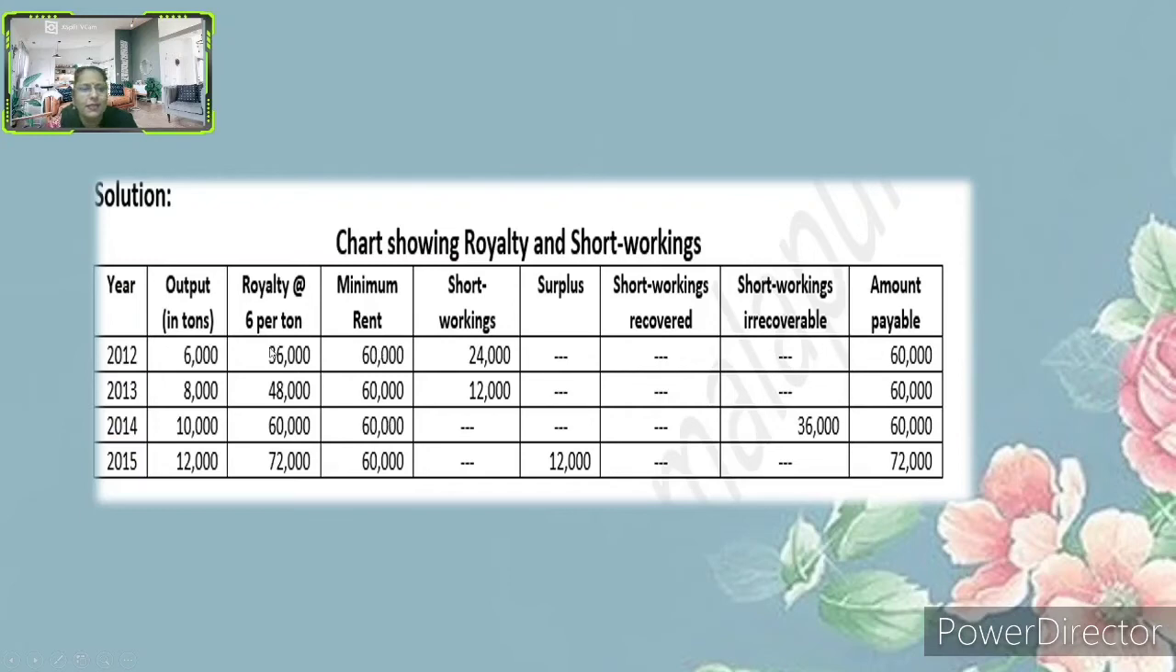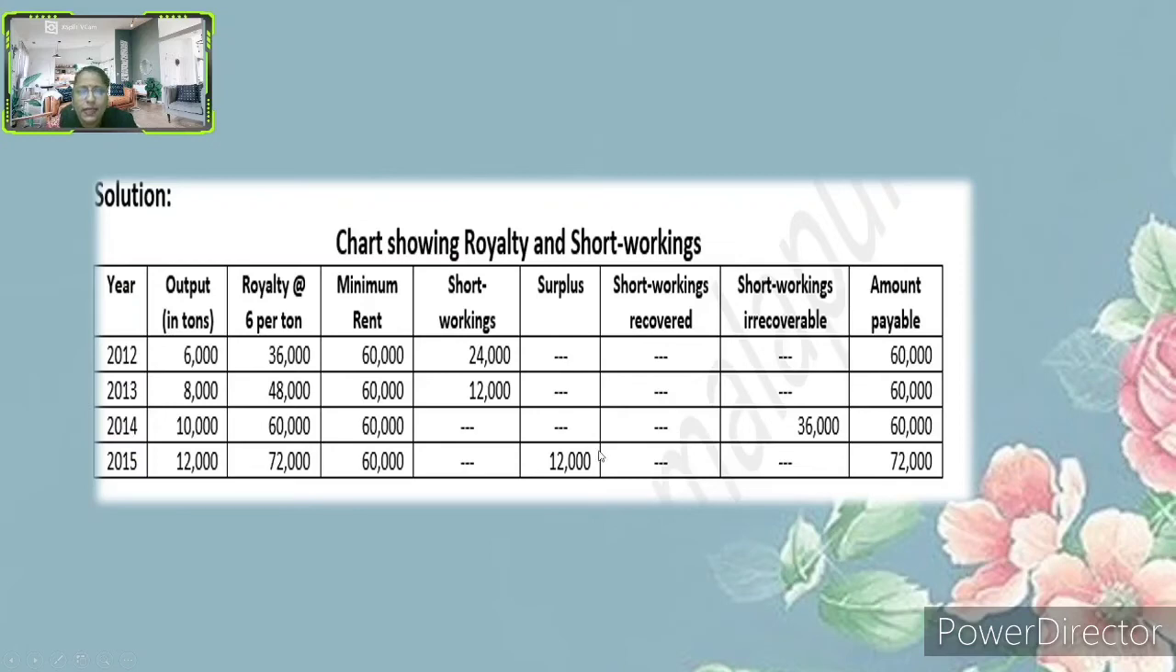Now we'll get 60 minus 36, 24,000 is the short workings for the first year. Then 60 minus 48, 12,000 is the short workings for the second year. For 14 and 15 we won't get anything. Then the surplus here is not there. So we can't make any recovery. Okay. So here totally we can show the 36,000 as the short workings, which is irrecoverable. Okay, because we don't have any surplus.